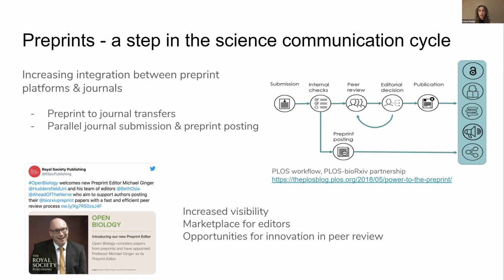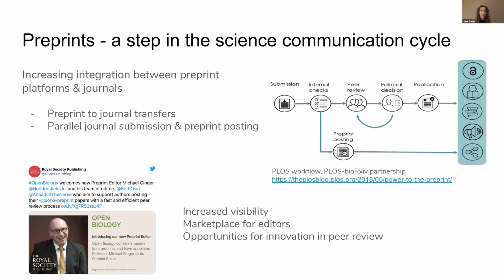We are also seeing increasing interest among editors in keeping up to date with the latest research that is being posted as preprints, and actually some journals have now appointed preprint editors who will check research posted as a preprint to see if it's suitable for the journal, and if that's the case, they may even invite submissions. So again, this is an opportunity for authors to increase the reach and visibility of the research and even increase the opportunity for publication.